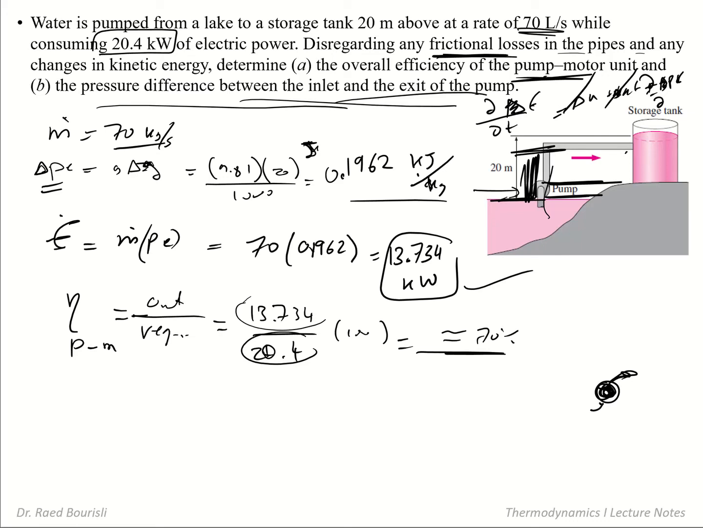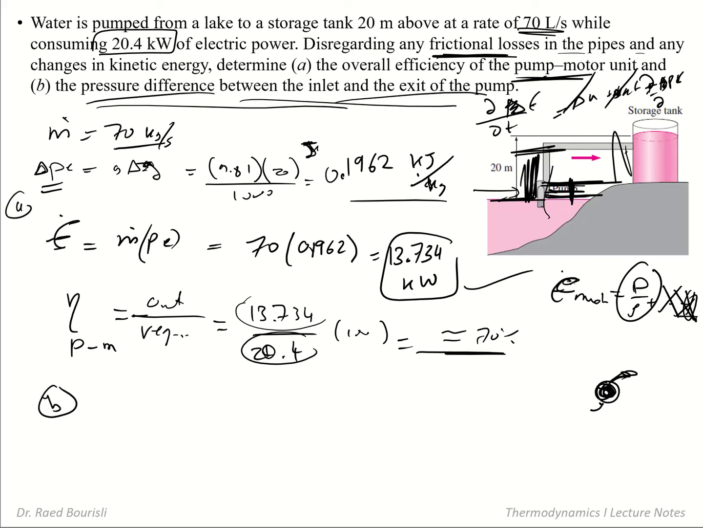So how do you do the pressure? The pressure difference. The whole thing is mechanical. If you remember, E mech is equal to P over rho plus kinetic energy plus potential energy. But we're not considering the whole thing, we're just considering from here to here. So the difference is just this, no kinetic energy and no potential energy. So this is A, and for B, you have the mechanical energy.